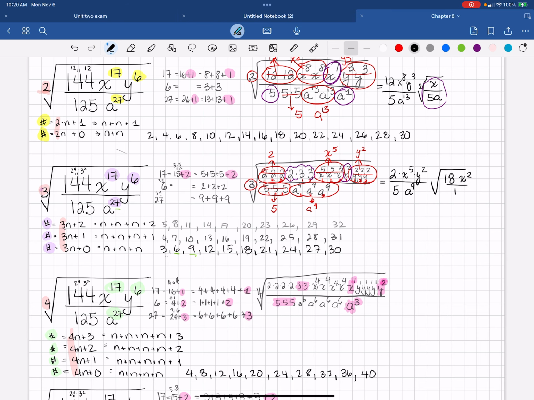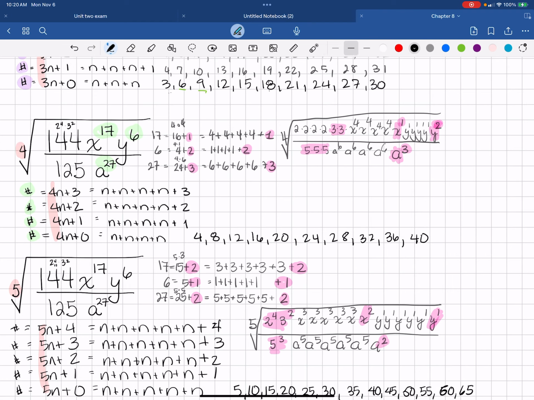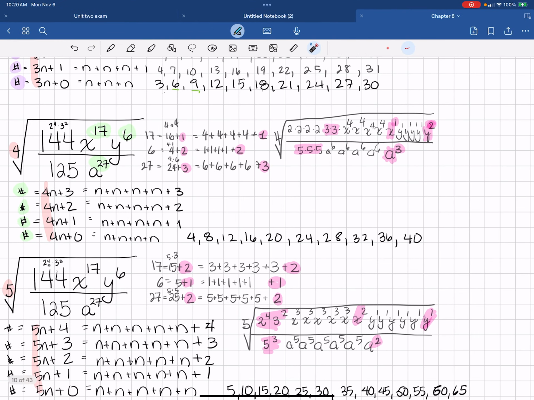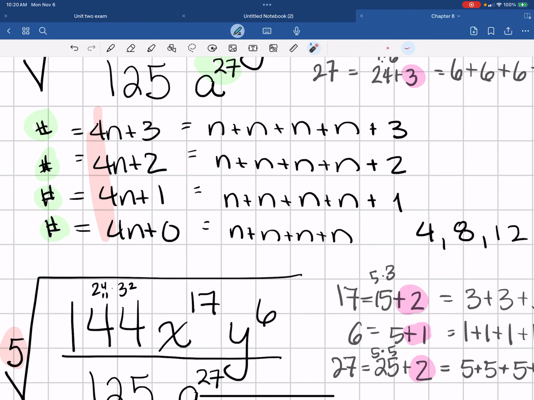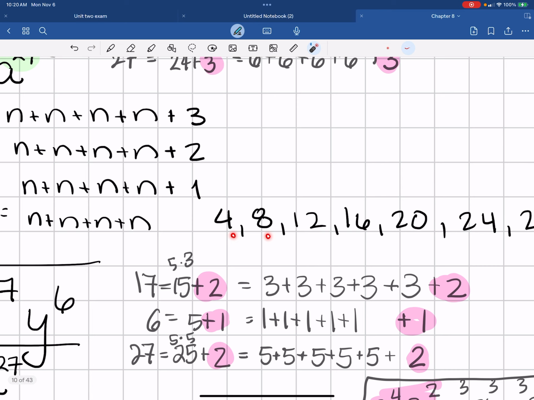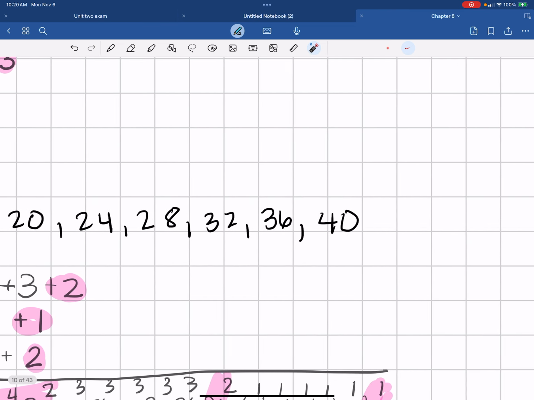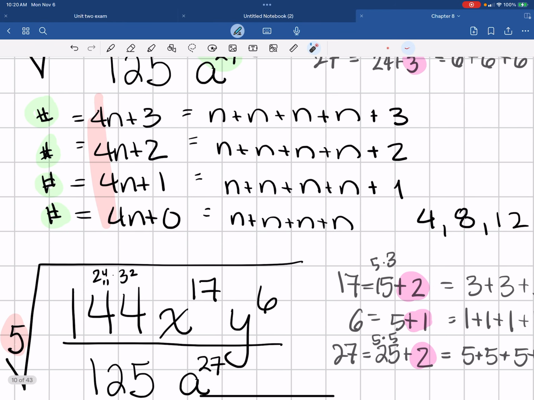Doing this again with the 4th root. So with the 4th root, now we're looking at multiples of 4. So we've got our multiples of 4, which is 4, 8, 12, 16, 20, 24, 28, 32, 36, 40, and it keeps on going. But if it's a pure multiple of 4, then you kind of know what you need to do. But we can also have it be 4 plus 1, 4 plus 2, or 4 plus 3.